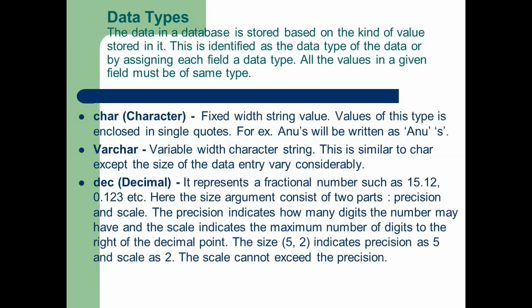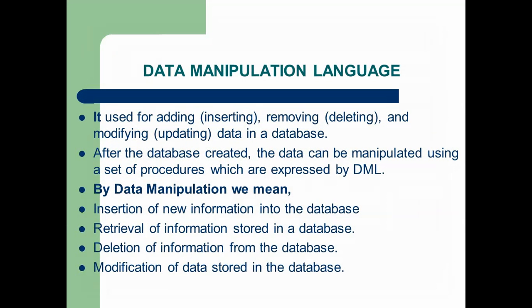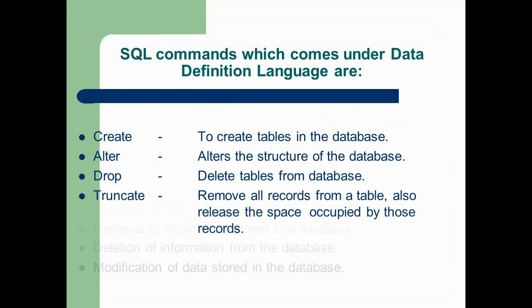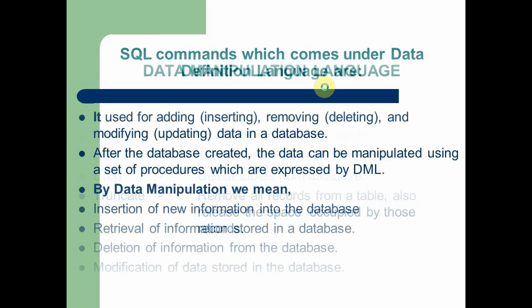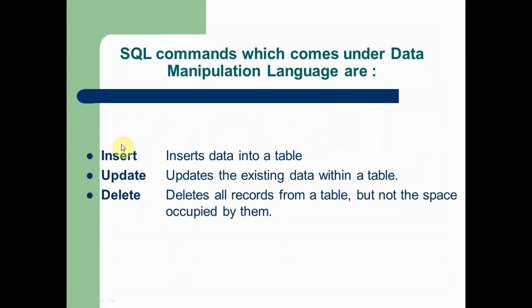Next topic is data types. So we discussed five different components of MySQL. Number one, DDL, data definition language. In this language, we discussed four commands. One is create, second one is alter, third one is drop, and the fourth one is truncate. These come under DDL. Next language is DML. This group consists of three commands: insert, update, delete.